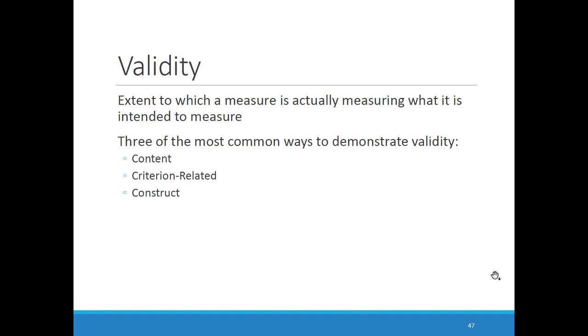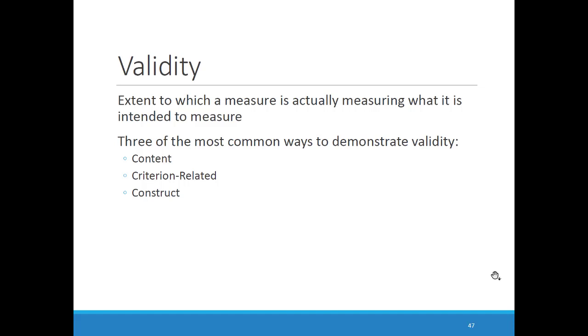Okay, so that sums up reliability. Next, we are going to talk about validity. And validity is the extent to which a measure is actually measuring what it is intended to measure. Now, I realized that in our last video we went over internal validity and external validity, and so it might be confusing to have different types of validity that you have to learn now.